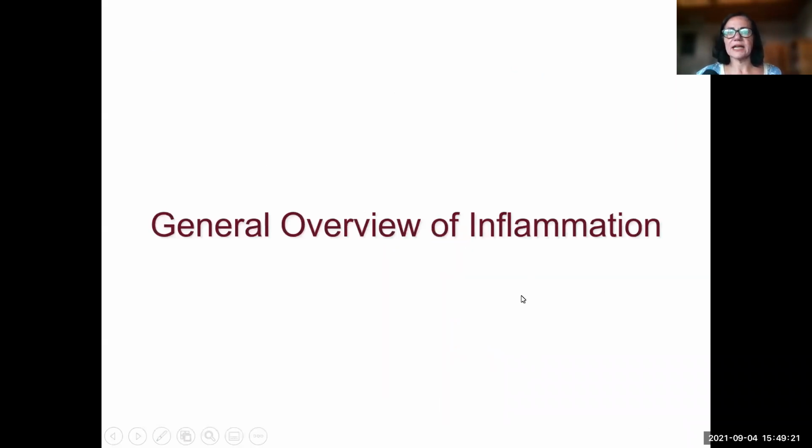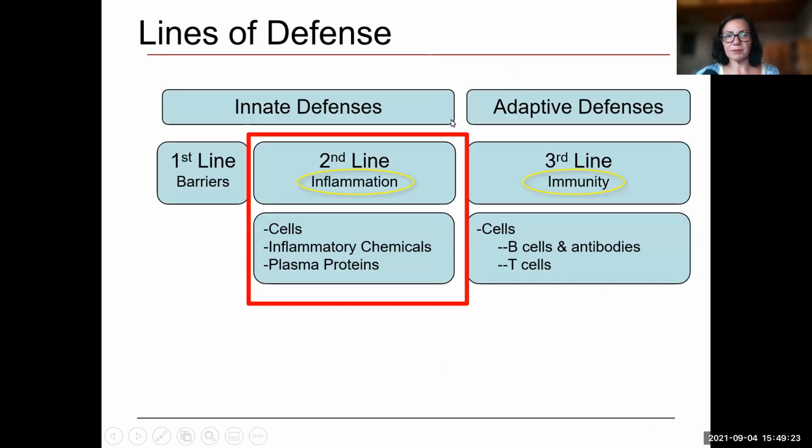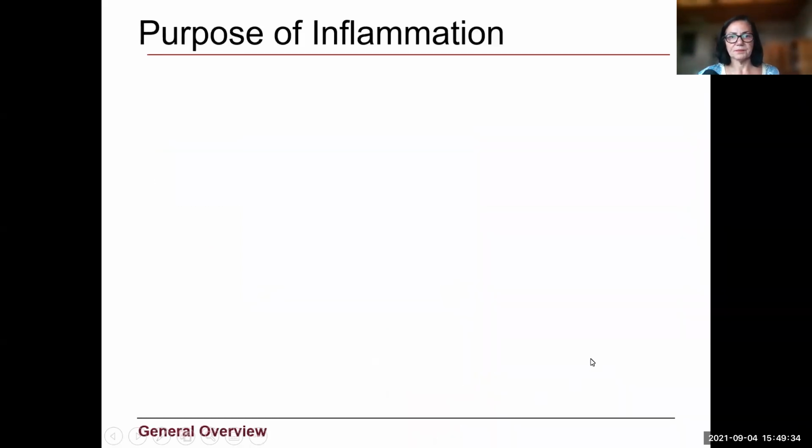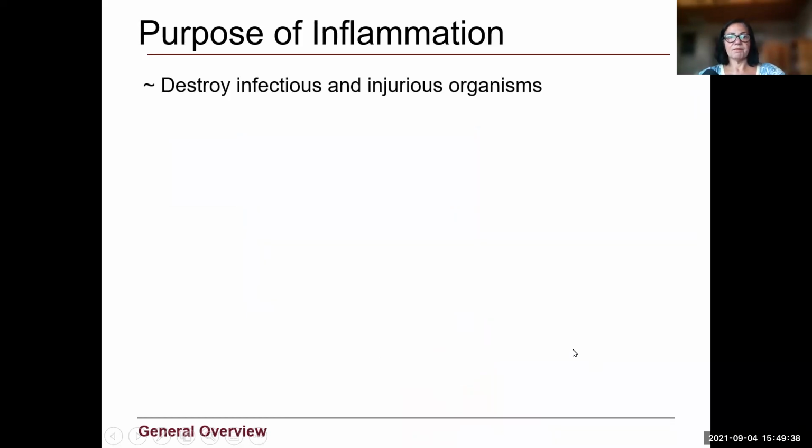All right, let's take a look at, again, a general overview of inflammation. We're zeroing in on this part. Remember, these are the cells, the ones from the myeloid line. Let's talk about what it's for. It's for getting rid of things that are hurting us.